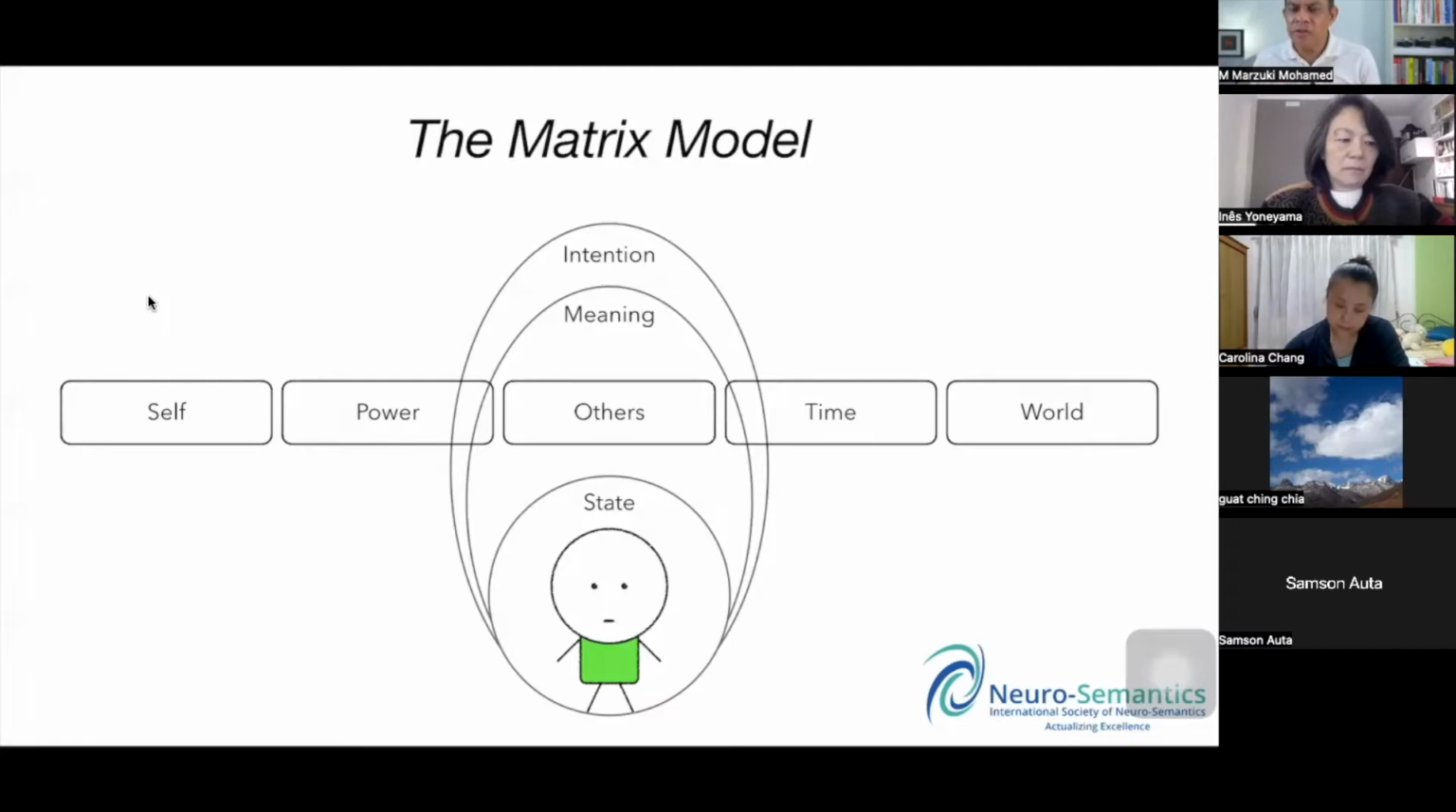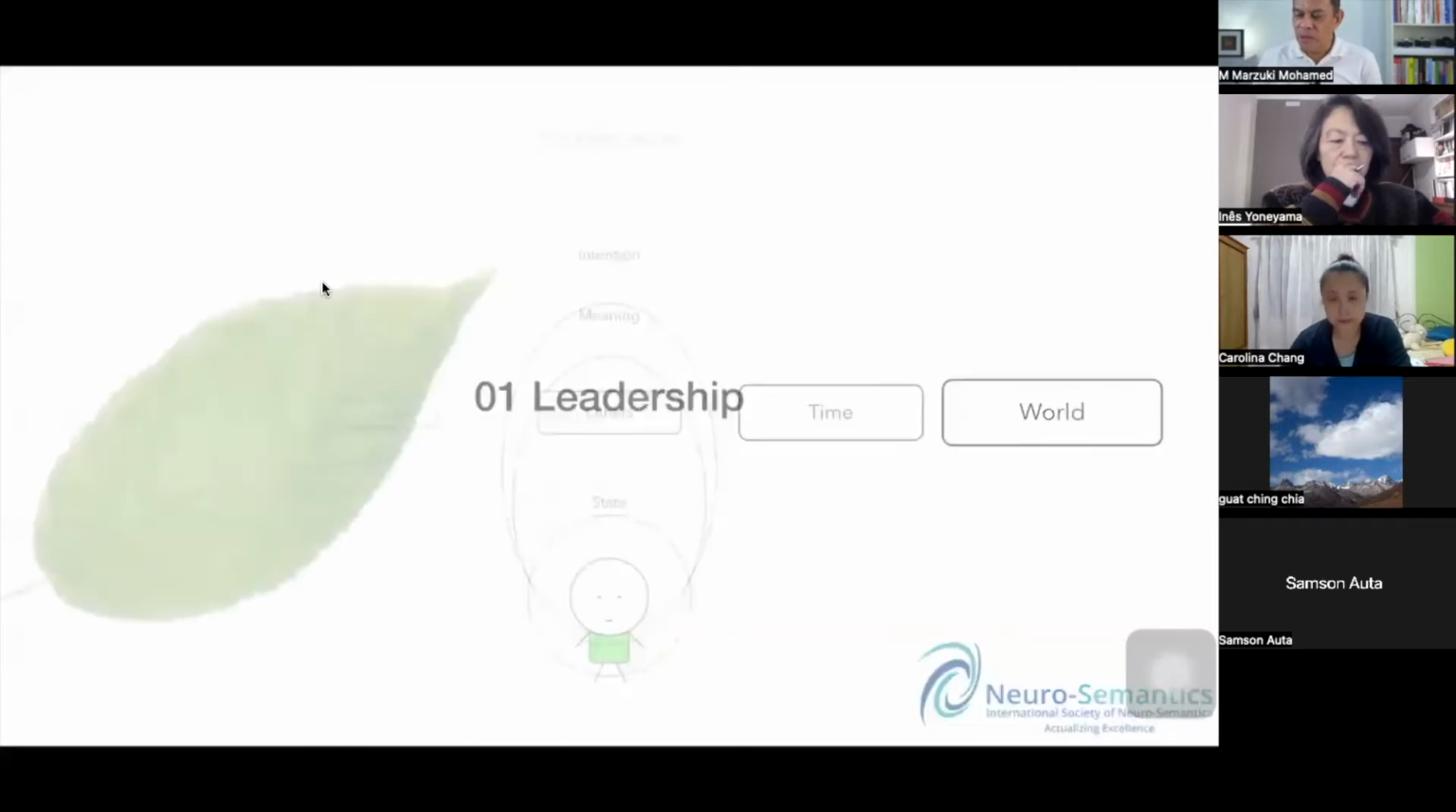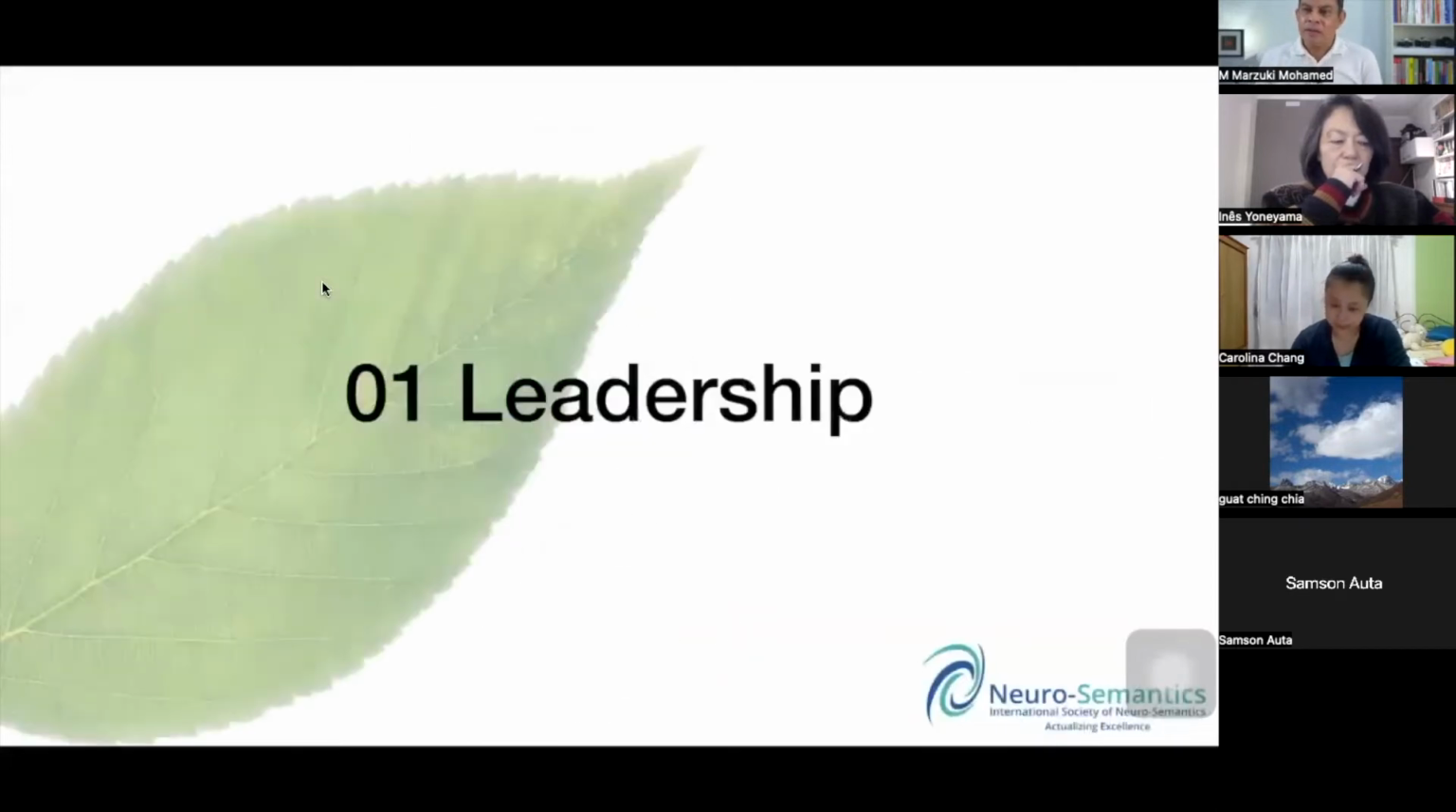So in order for us to have a holistic and comprehensive view of the leadership skills that we need in our life, that's why I'm inviting you to take a look at the skills from the perspective of the world matrix. Okay, so that's where we are going right now, taking in the first point for the discussion this evening, to look at leadership in general first.